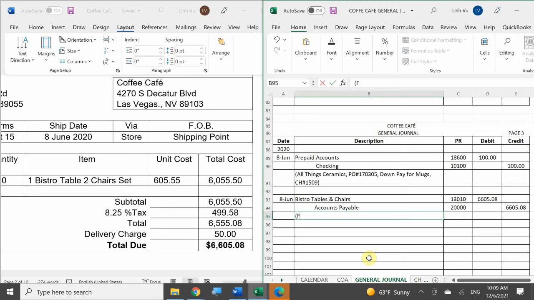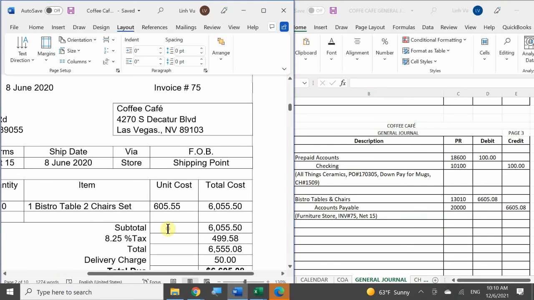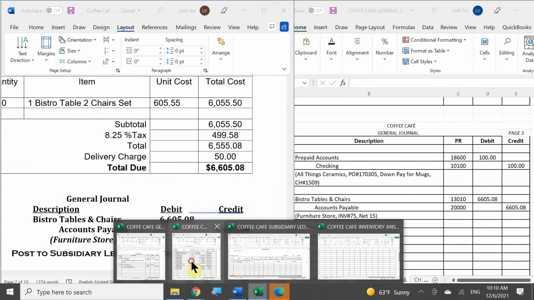So we have all the information that we need, right? We received a bill from the furniture store. This was invoice number 75. And of course, I'm going to make sure that I say that the bill is due in 15 days. So let's go ahead and pop this into my ledger.